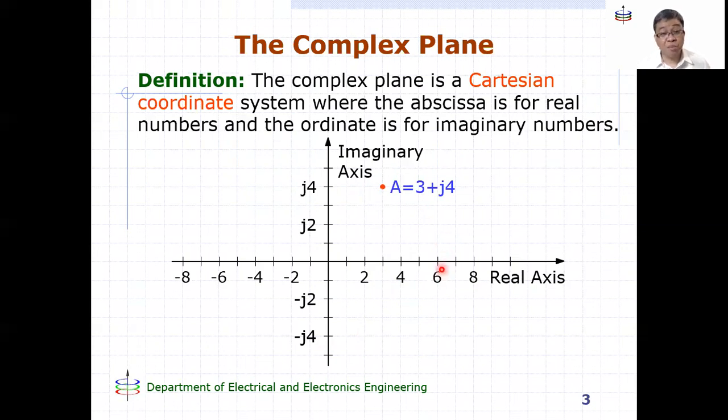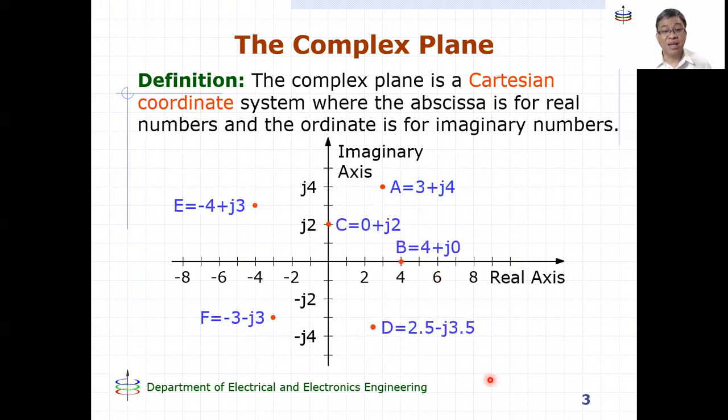You can imagine other complex numbers that can be located on this plane as well. It could be complex number B with a real part but no imaginary part. It could be complex number C with an imaginary part but no real component. It could be complex number D with a positive real part and a negative imaginary component. It could be complex number E with a negative real part and a positive imaginary component. And then complex number F with both real and imaginary components negative. So we say that any complex number can be located along this plane. Any complex number can be represented as a sum of its real part and its imaginary part.